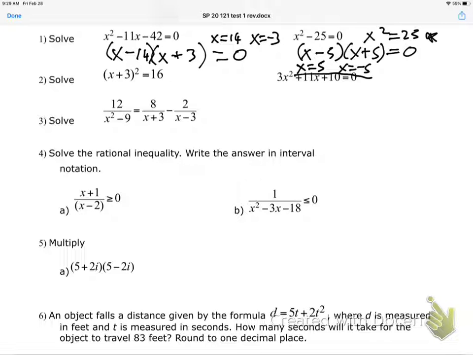Now this is definitely square root both sides. You don't have to FOIL this or anything. This is just if you square root the left, you get x plus 3. If you square root the right, remember you get plus and minus 4. Okay, so that's what I'm looking at working at.